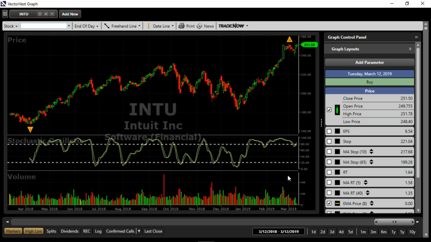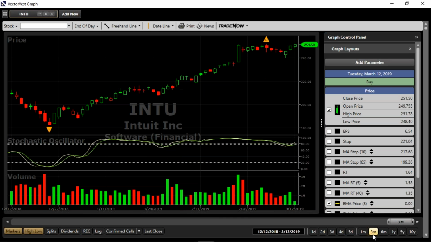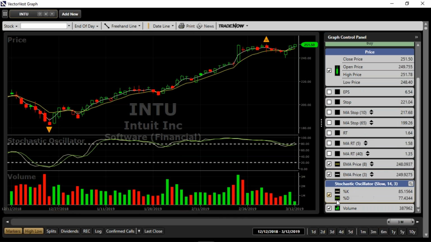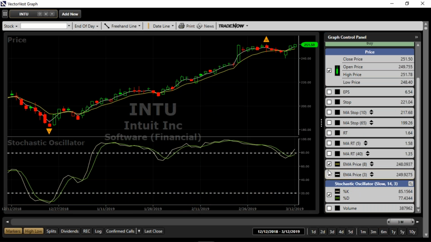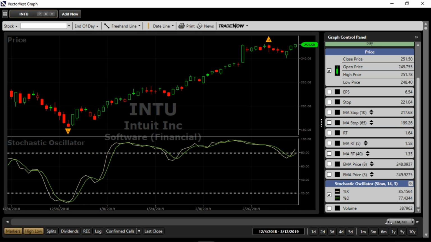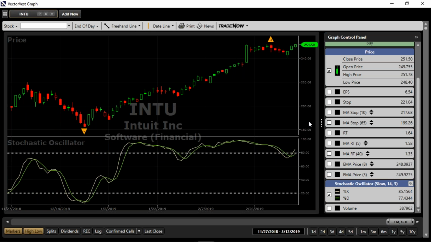And I don't have to look at a one-year graph here because it's the current time that I'm looking at. I'm looking for stocks. Let me just take off a few indicators. I'm just going to take off volume and take off these moving averages, and I'm just going to look at stochastics right now. So with INTU, let's ask this question.